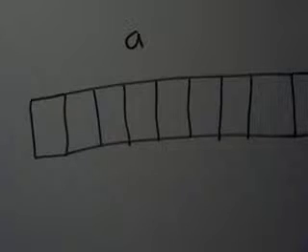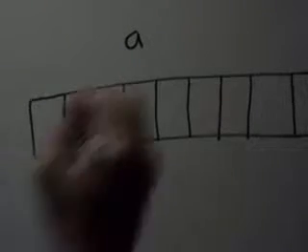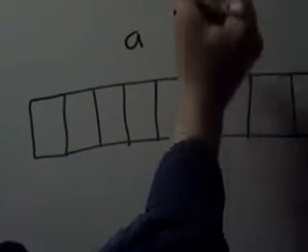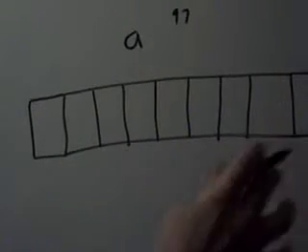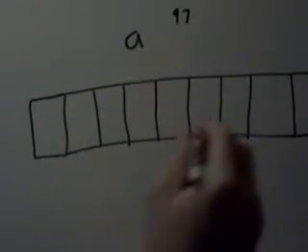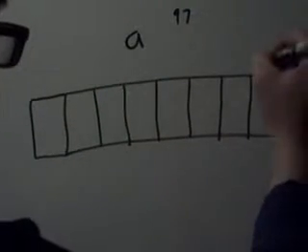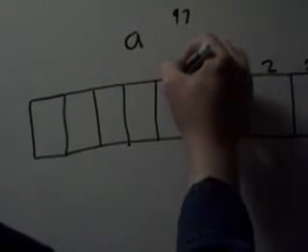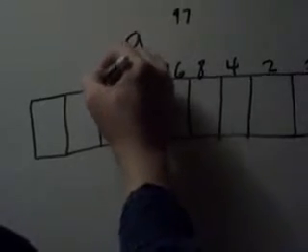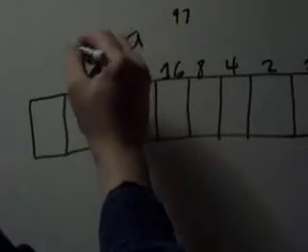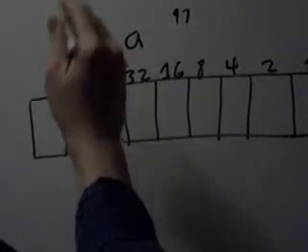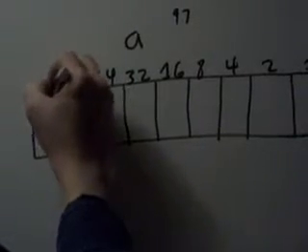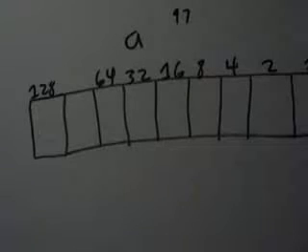Now, we know that the letter A is represented by the number 97. Now, each one of these bits represents something. It represents a number. 1, 2, 4, 8, 16, 32, 64. And I wrote this down wrong. That's okay. We just have to move everything over by 1. Not a problem.